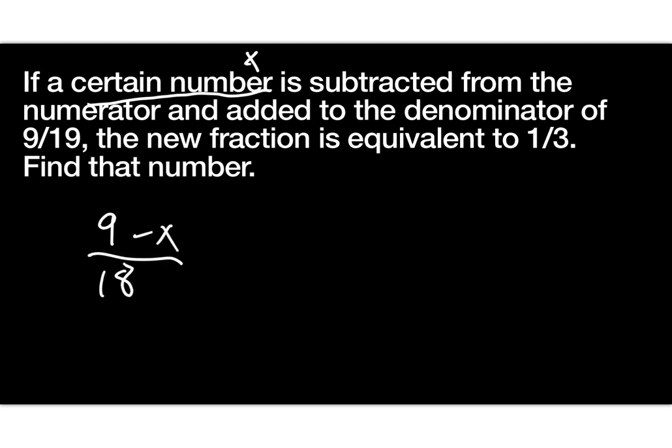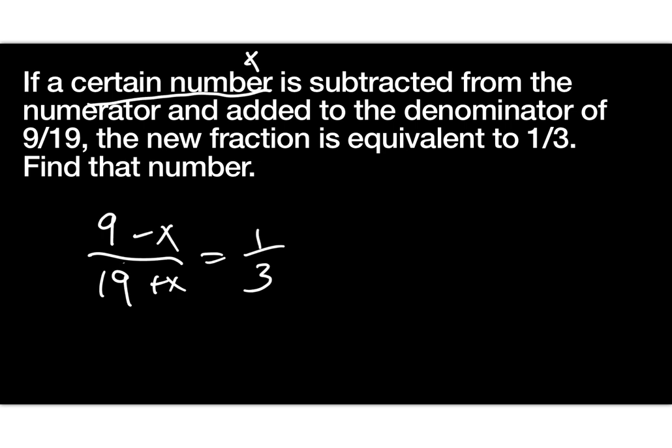9 minus x and 18 plus x. That is a correct setup. 19 plus, yeah, sorry. 19 down here. So that's a correct setup.